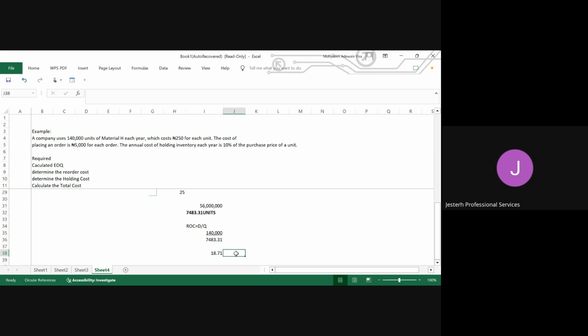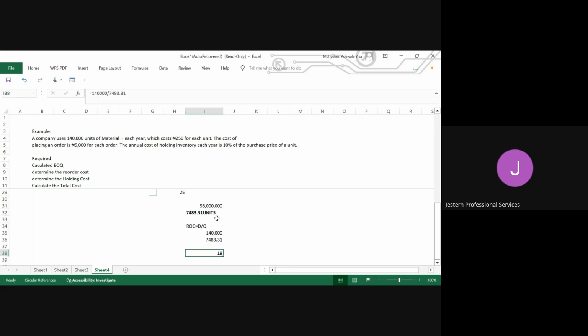Now it means for this company to meet their targets, they have to place 7,483 units 18 times. Now, if you like, you can decide to approximate it and make it 19 times. Let's just approximate it and make it 19 times. So, for this organization to meet their annual demand, they have to place these 7,483 units 19 times.